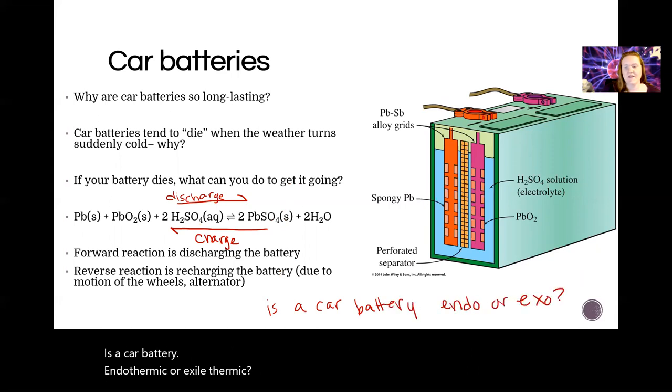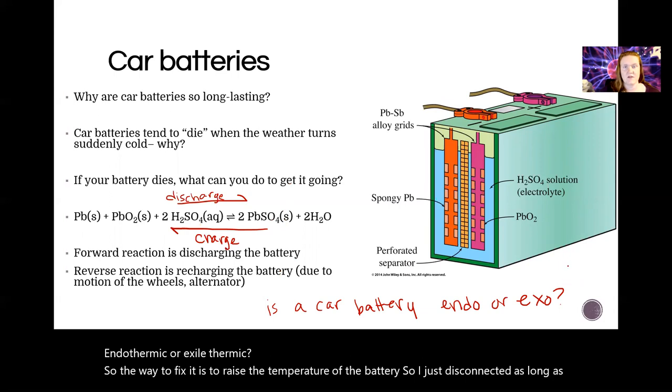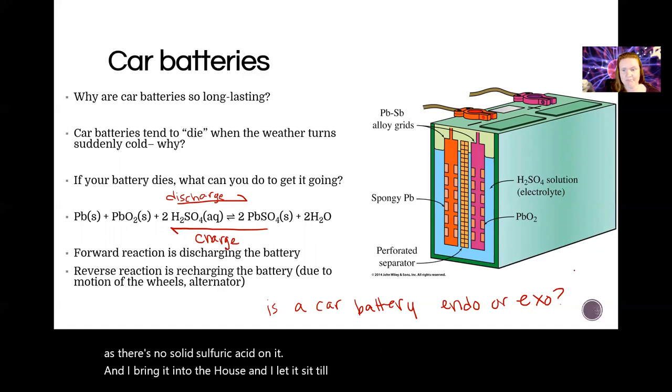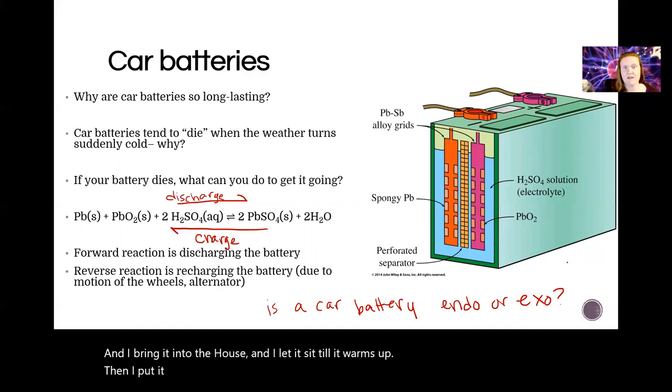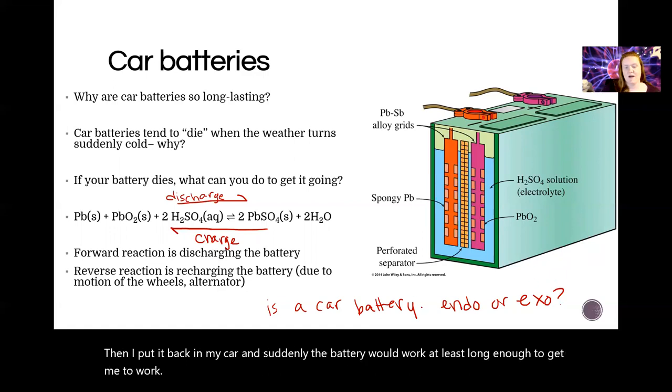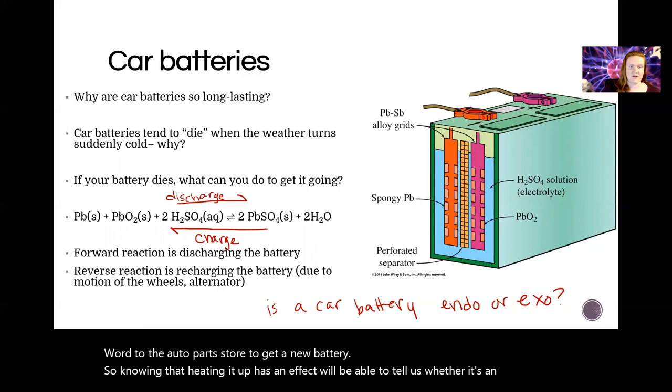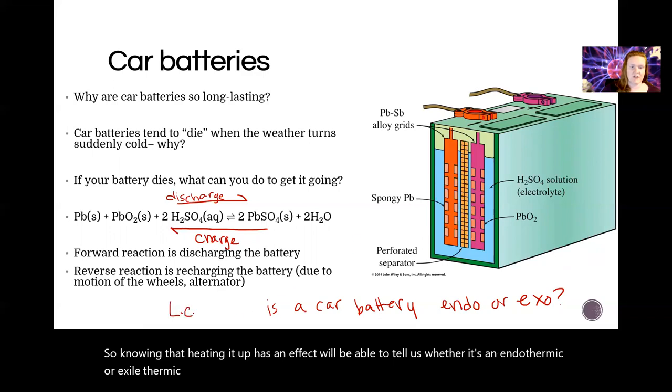So the way to fix it is to raise the temperature of the battery. I just disconnect it, as long as there's no solid sulfuric acid on it, and I bring it into the house and let it sit till it warms up. Then I put it back in my car and suddenly the battery would work, at least long enough to get me to work, or to the auto parts store to get a new battery. So knowing that heating it up has an effect will tell us whether it's an endothermic or exothermic reaction. I want you to do that as part of the learning check.